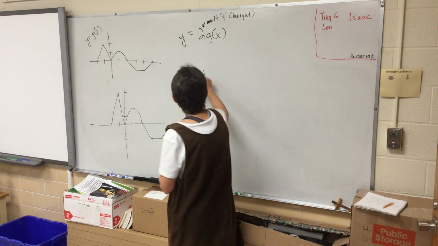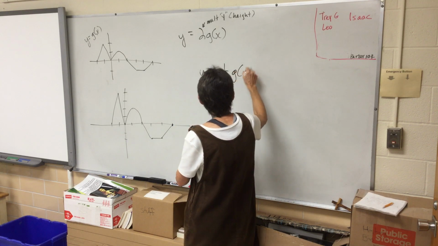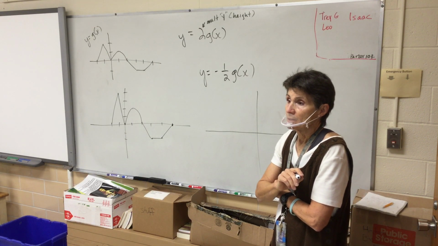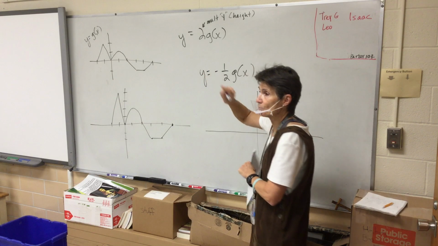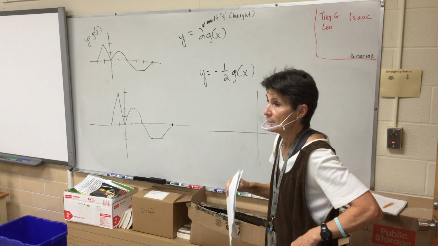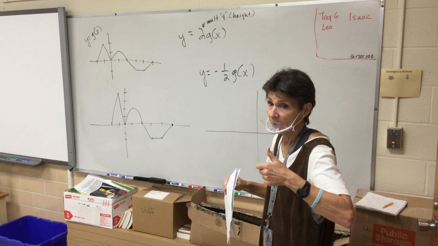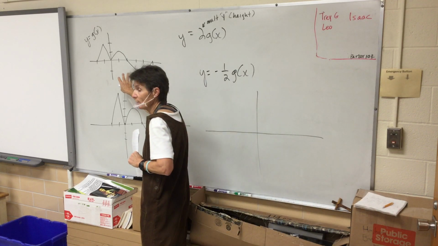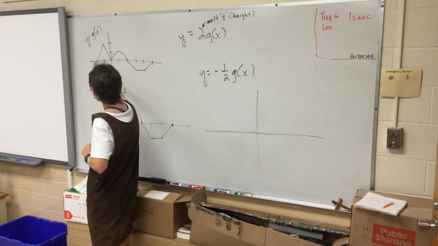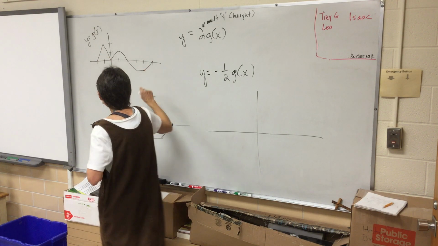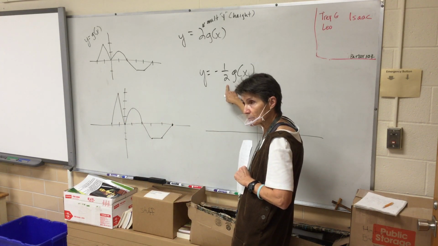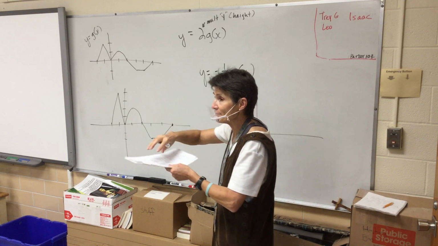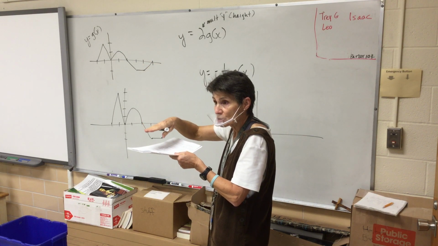Okay, so now the next one. Now we've done two things here. Now there's a negative and a one half out in front. Now, what does a negative out in front do? We've talked about that one before. The negative turns it upside down. The negative out here turns it upside down. So this picture is going to be turned upside down, which means the triangle is going to be going down and so on. Now, what does the one half do? It multiplies the y. But when I multiply by a half, it isn't going to stretch it. It's actually going to shrink it.